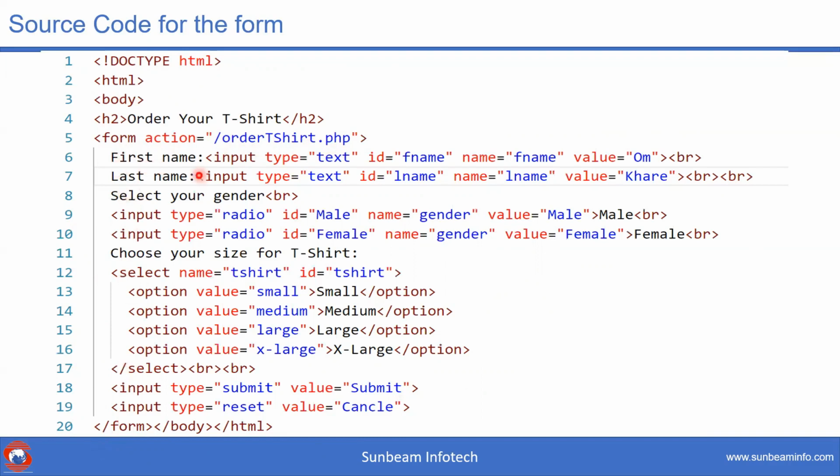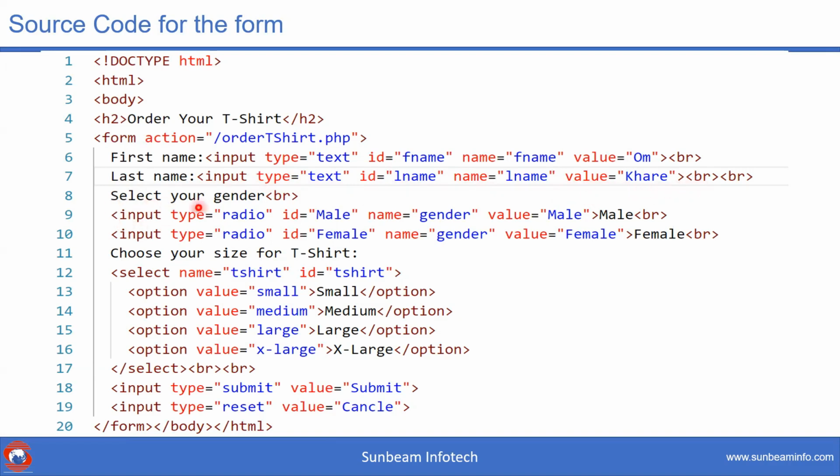So for first name, I have written, let's say, a text box. For this I need to mention input type equal to text, id equal to fname and name equal to fname. By default, the value I need to enter is like first name. Again, for last name I have mentioned an input tag with type equal to text, id equal to lname, name equal to lname, value equal to khare.